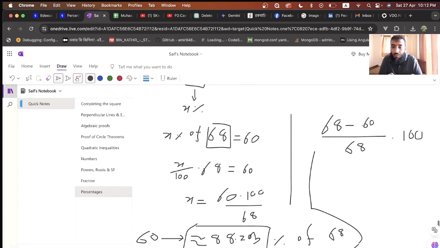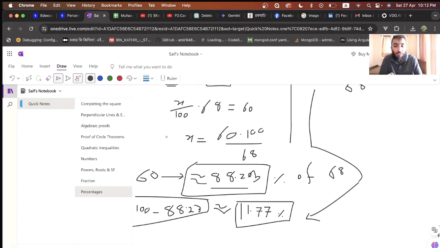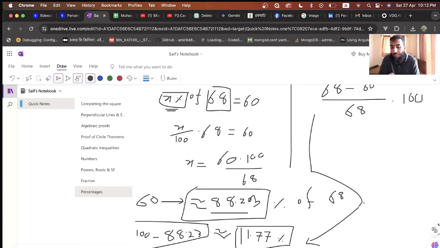So you calculate the decrease first based on the base number and multiply it by 100 to get the percentage decrease. And another way is you figure out the resultant percent and then subtract the resultant percent, which is x%, from 100 to get the actual percentage. So these are two ways you can solve the percentage decrease problem.